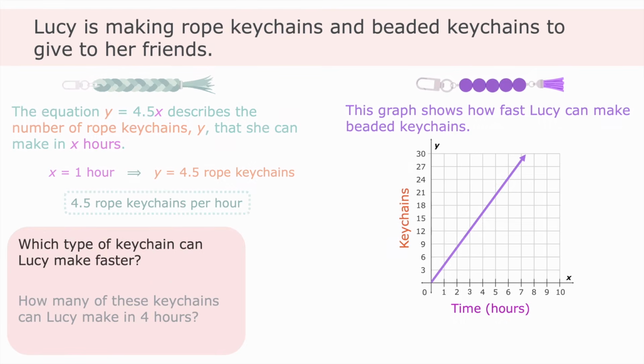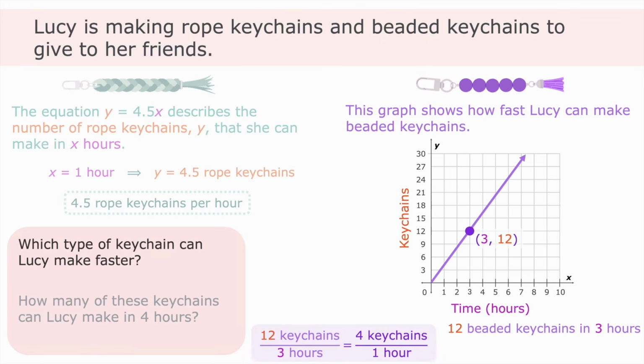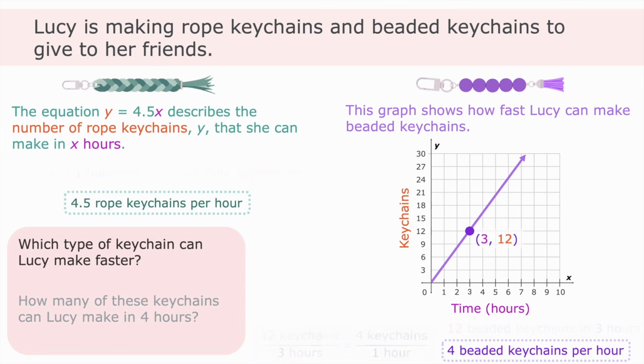To find the unit rate for beaded keychains, we can use any point on the graph. Let's use this one with coordinates 3, 12. That means that she can make 12 beaded keychains in 3 hours. We want to calculate how many beaded keychains she can make in 1 hour. To do that, let's divide 12 by 3 to get 4 beaded keychains per hour. 4.5 is greater than 4, so Lucy can make the rope keychains faster than the beaded keychains.